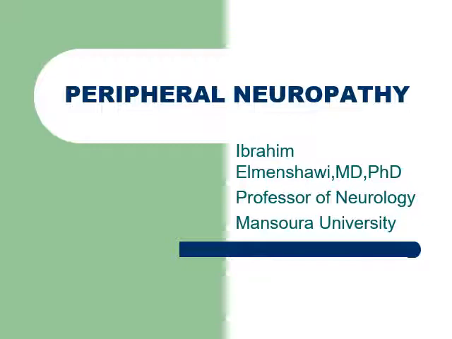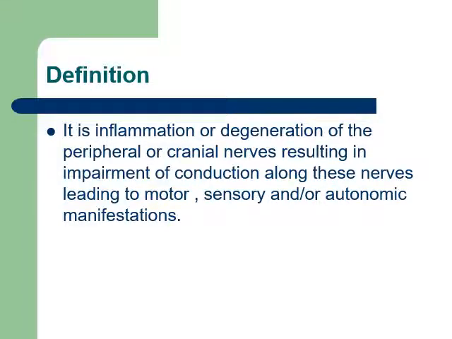We are going to discuss together an overview about peripheral neuropathy. By definition, any abnormality regarding the peripheral nerves or the cranial nerves is considered neuropathy. So whatever the pathology, clinically it's going to be called neuropathy.